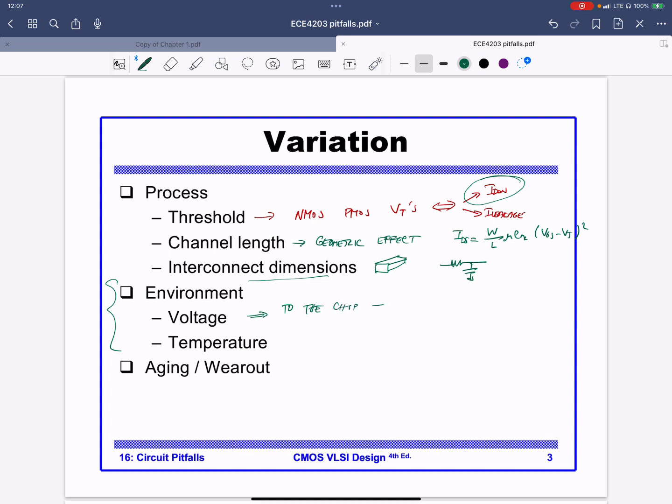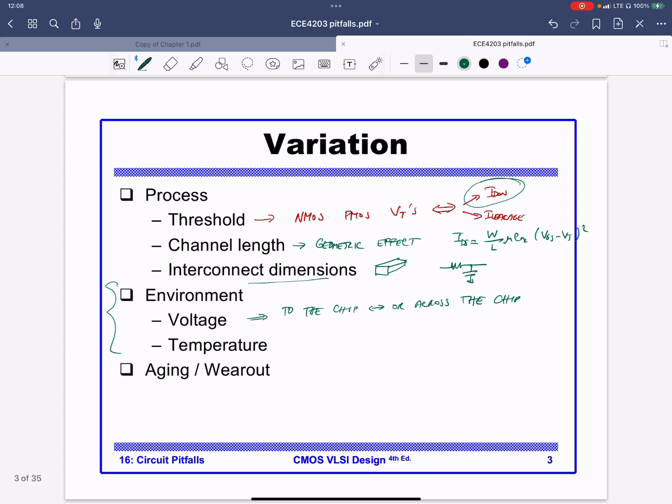In terms of the environmental factors, the main things are that the voltage to the chip or across the chip is not going to be uniform. In fact, you might get voltage droops across the chip. This is because of the resistance of the power supply network, the grounding network. So various parts of your chip might actually see significantly different voltages. And again, that goes back to our current equations and how fast the circuits are turning on and off because of this voltage.